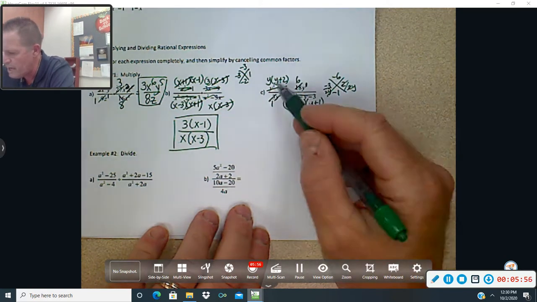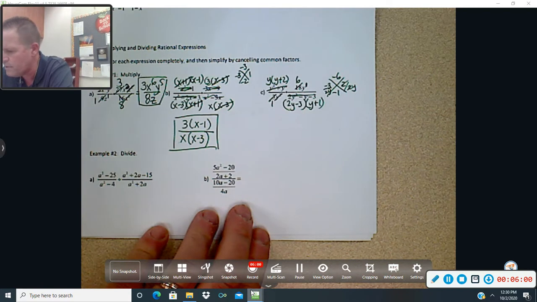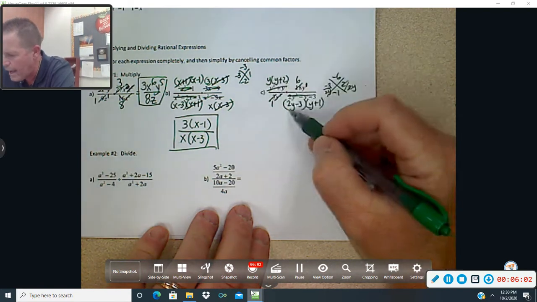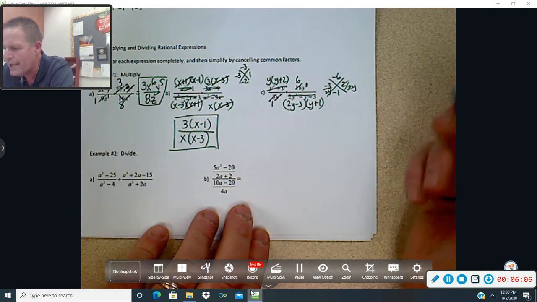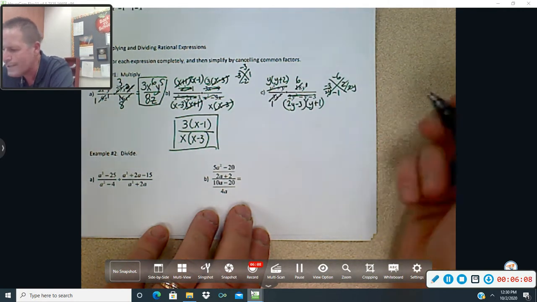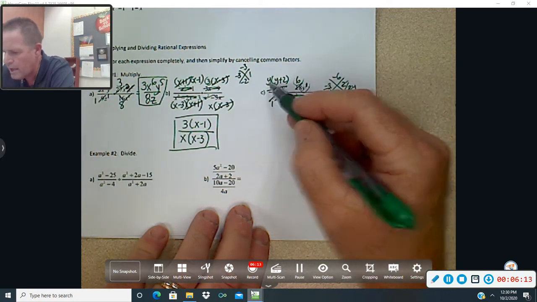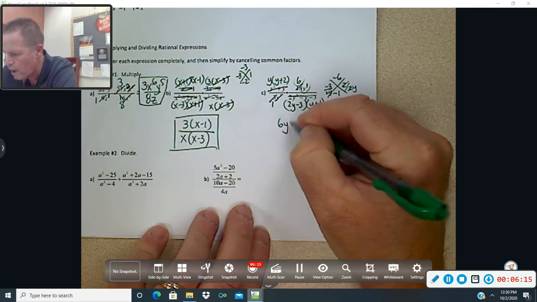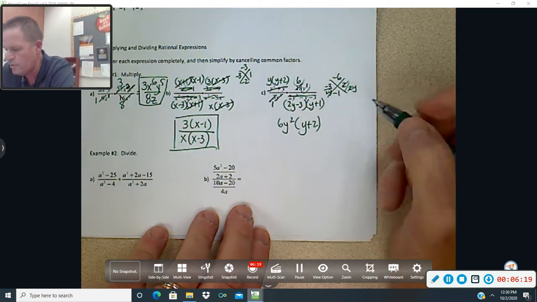Now, I don't see any of the parentheses, the binomials, none of those match up, so we can't cross any of those out. I can't do a y with a y when it's connected with addition and subtraction, so I think we got it. Now, here's where you've got to be careful. What's left? Look, there's a 6 and a y here, and a y there. 6y squared times y plus 2.